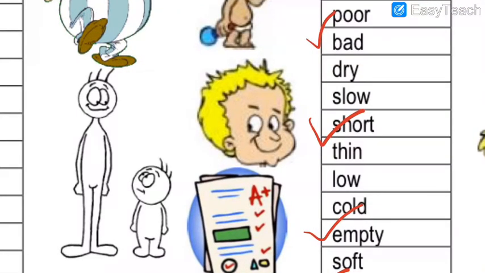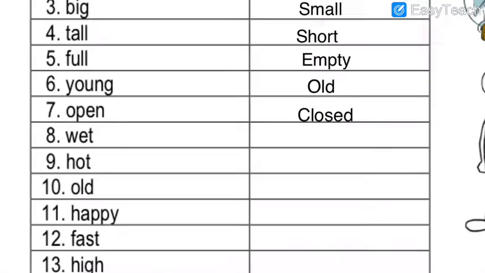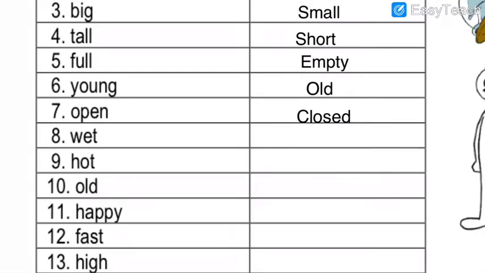When the maid or anyone washes your clothes, the clothes are wet. Then you keep them under the sunlight to dry. So dry is the opposite word of wet. Isn't it very easy? See, I told you that you are going to enjoy it, and this worksheet is going to be really interesting and easy for you.